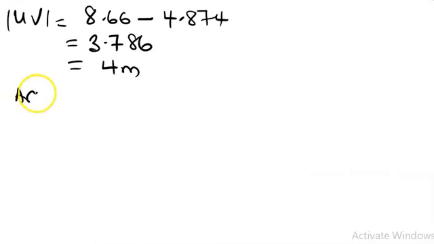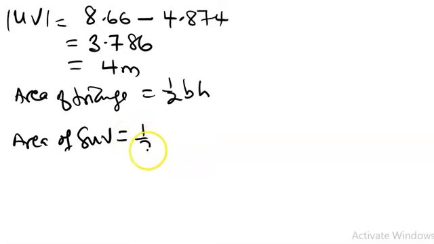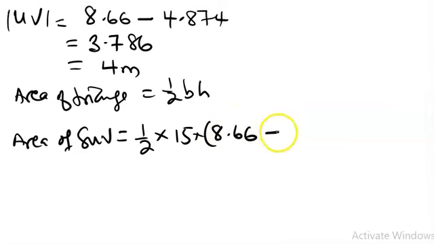So area of a triangle is half base times height. So area of SUV becomes half times, they will all have the same base, 15, times 8.66 minus 4.874. Now look at something here. You could have found the area of the bigger one using this, then found the area of the smaller one using this one. When we finish, we subtract the two areas, or you can do it together like this.